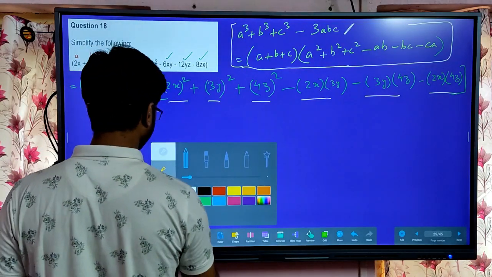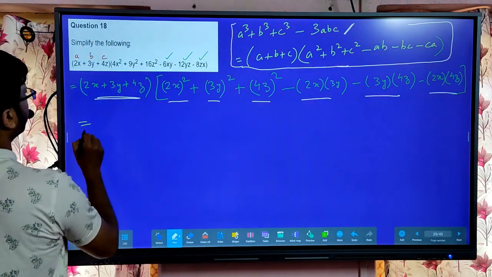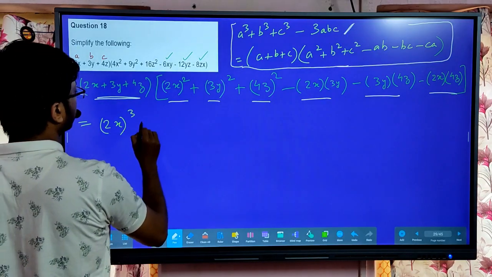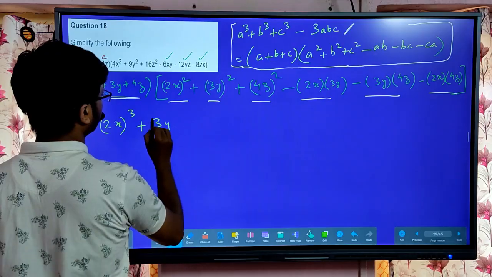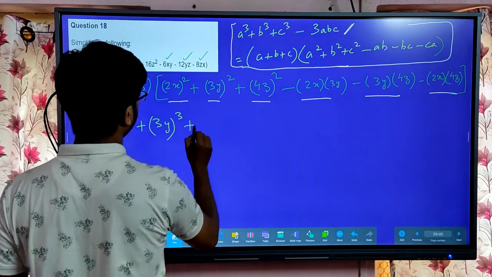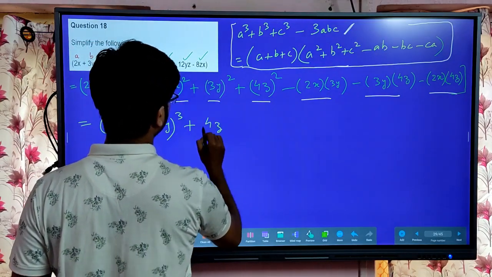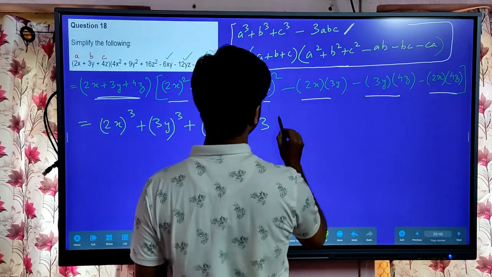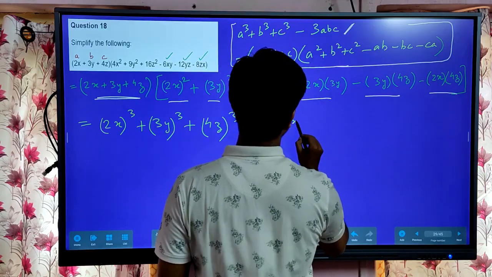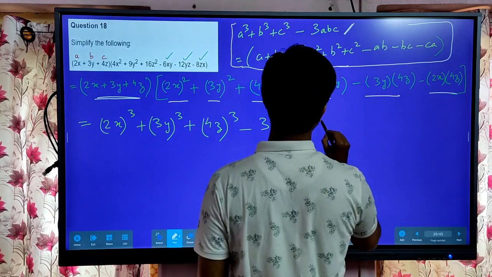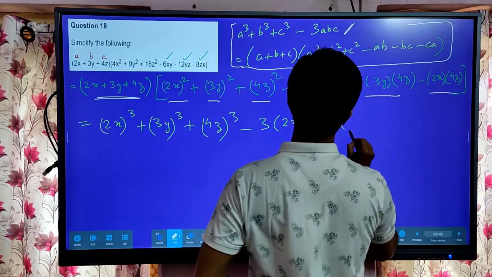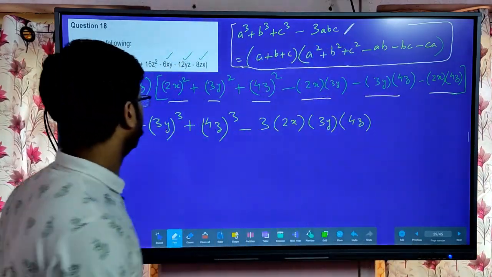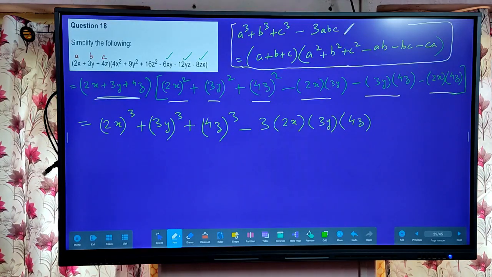So let me write this equal to a cube plus b cube plus c cube minus 3abc, 3 into 2x into 3y into 4z, a cube plus b cube plus c cube minus 3abc.